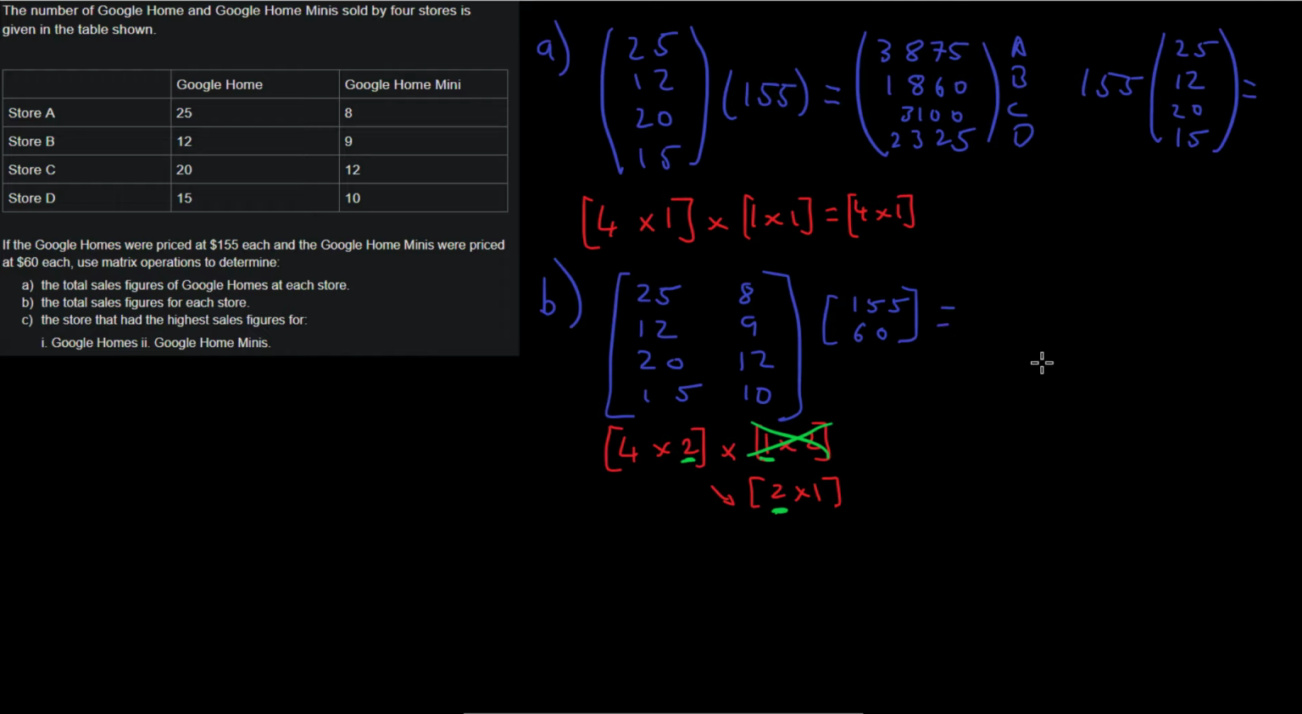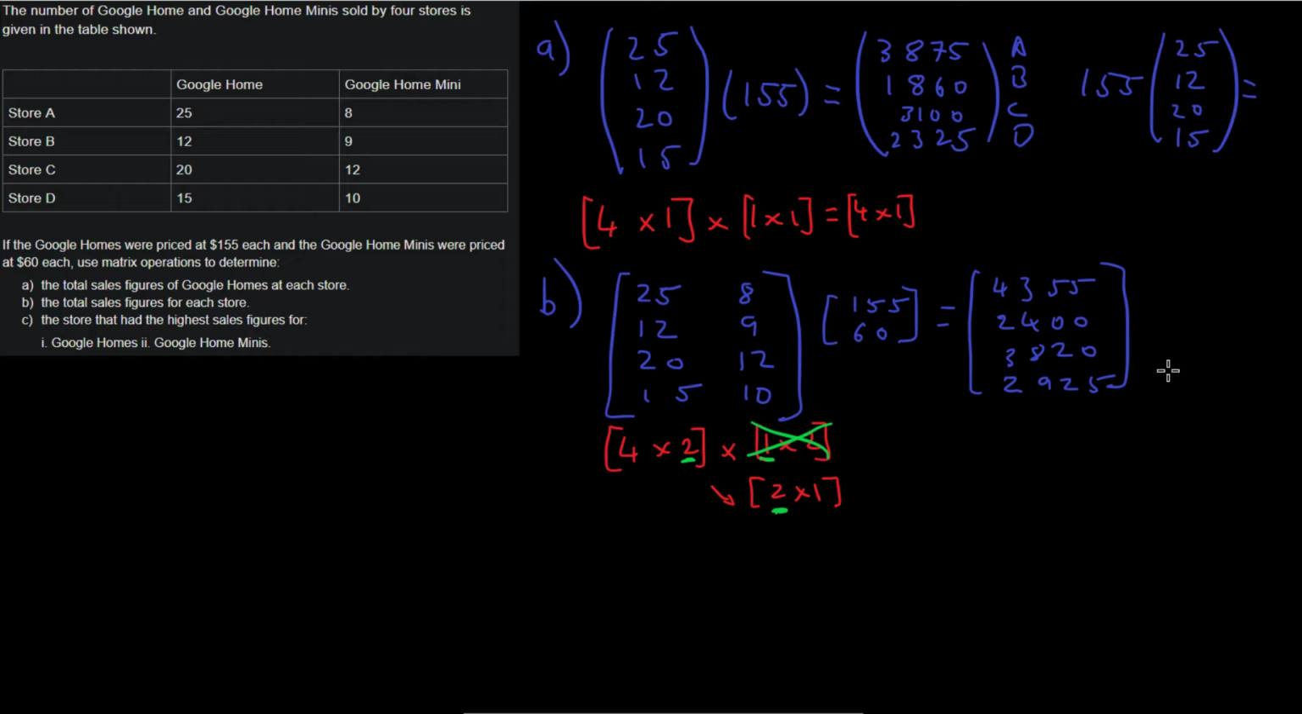Now, we can just put that in our graphics calculator, or we can work it out individually, which is just 25 times 155 plus 8 times 60. And that will give you a fairly nice answer, 4,355. And just continue those matrix calculations through: 2,400, 3,820, 2,925. So that's the total sales figures for each store.